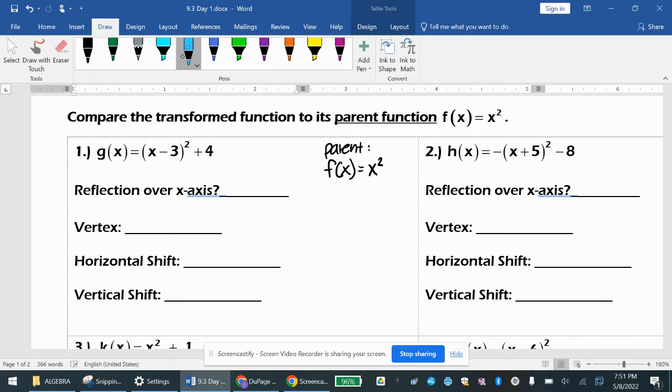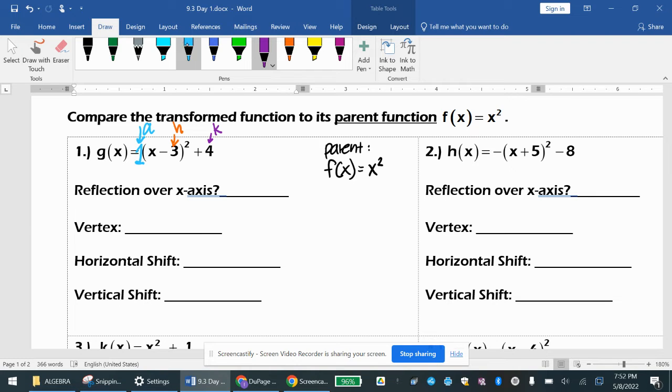El valor de a, so usually this is the value of a, the number in front of the parentheses. You're going to look at the value of h, which is the one in the parentheses, el valor de h. And then you're going to look at the value after the parentheses, that's k. Okay. So para ver y comparar esta función, to compare this function to the parent function, those are the 3 values you're going to look at.